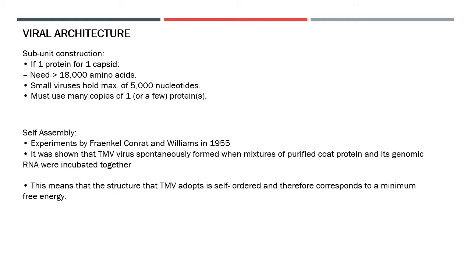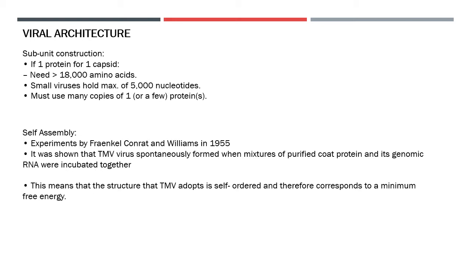Okay, so it spontaneously formed its structure. The self-assembly was done spontaneously when the purified coat proteins and the genomic RNA were incubated together. The coat proteins started assembling around the RNA. This is the self-assembly which was observed by Williams in 1955. This means that the structure of TMV is self-ordered and therefore it corresponds to a minimum free energy.